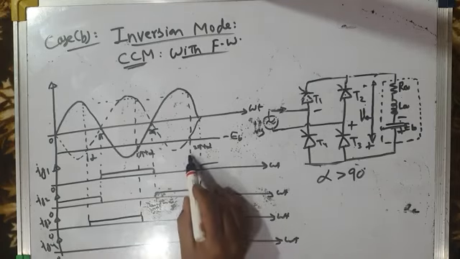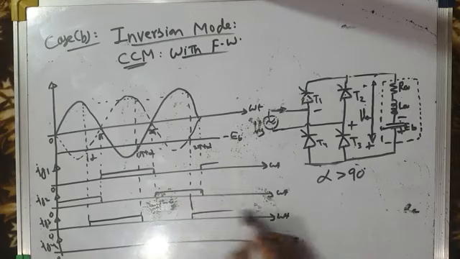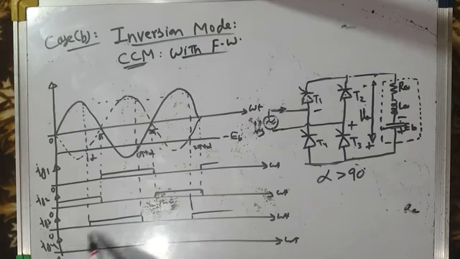IG3. Similarly, here also from here to next. Okay, fine. And what about IG4? IG4 will be complementary to IG3. So since IG3 is low during this period, IG4 will be high. IG3 is high during this period, IG4 will be low. IG3 is low during this period, IG4 will be high. So these are the firing pulse patterns for all the four devices.